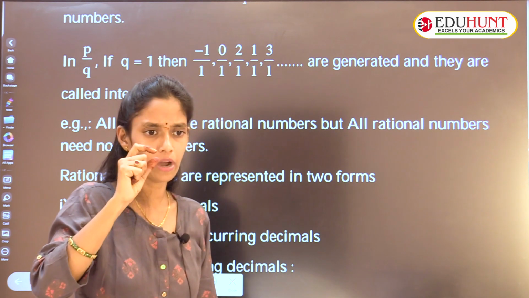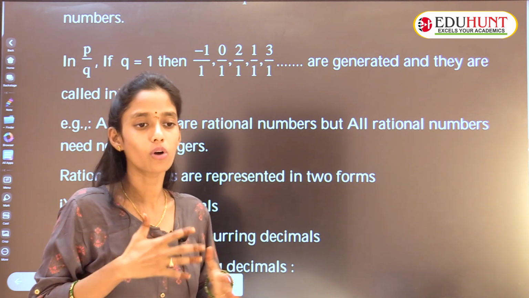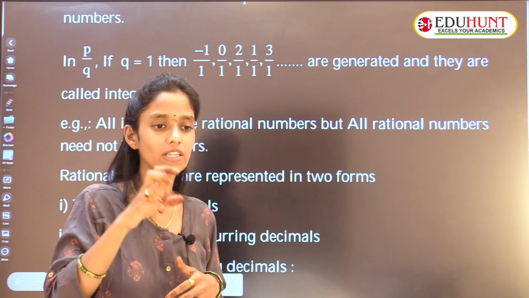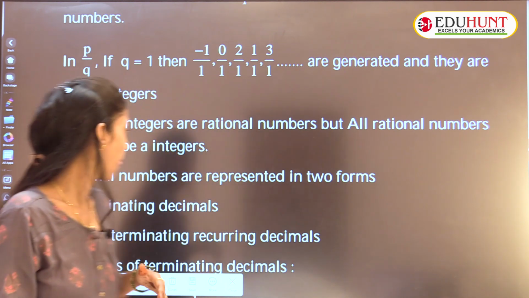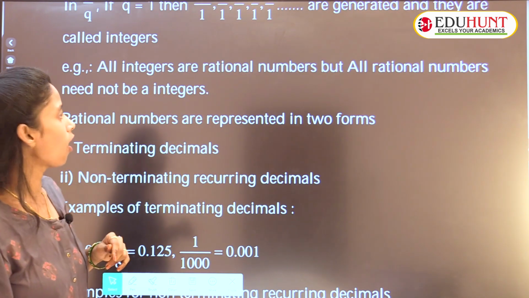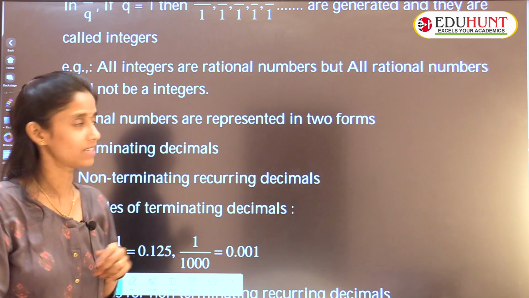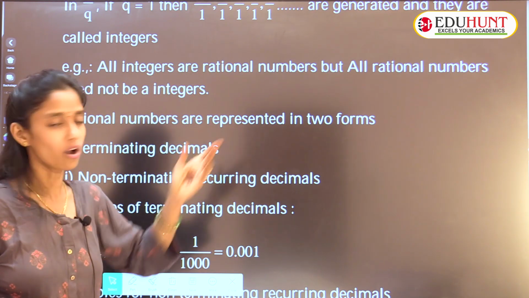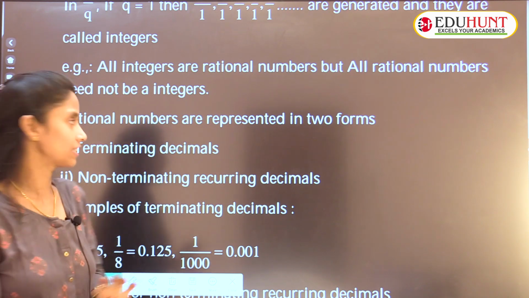This minor point you have to buy out, because positives are always positive. But negative points you have to remember. Later: all integers are rational numbers, but all rational numbers need not be integers. Yes, of course, all integers are rational numbers, we will accept that, but all rational numbers cannot be integers.